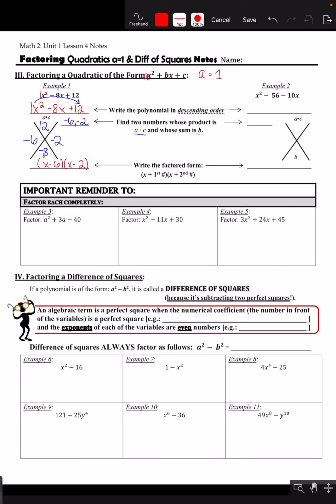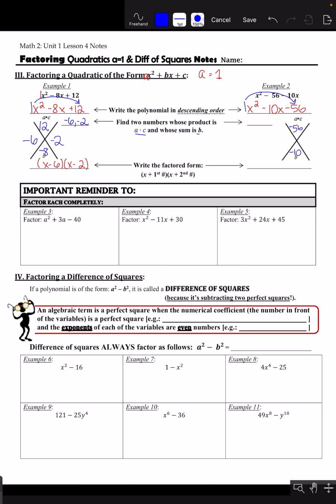So if we look at example 2, we've got x squared minus 56 minus 10x, and first things first, we want to write it in descending order. So we'll have x squared minus 10x minus 56. We want to assume, because we are smart, that there's a 1 in front of that x squared, and we're going to multiply it by that negative 56. So a times c is negative 56, and b is negative 10.